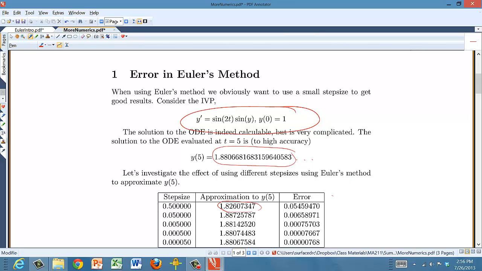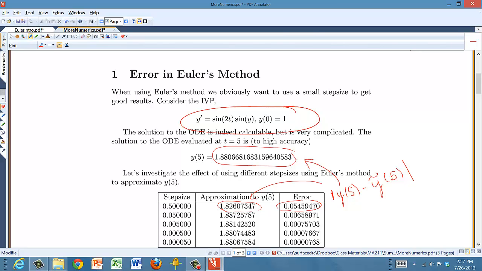Alright, and then I calculated the error. I took the absolute value of the real value at time 5 right here minus the approximation using step size a half at time 5, which is right there. That's what this number is. And we can see there's an error of about 0.05 in my approximation. That's not terrible, but it's not great either.